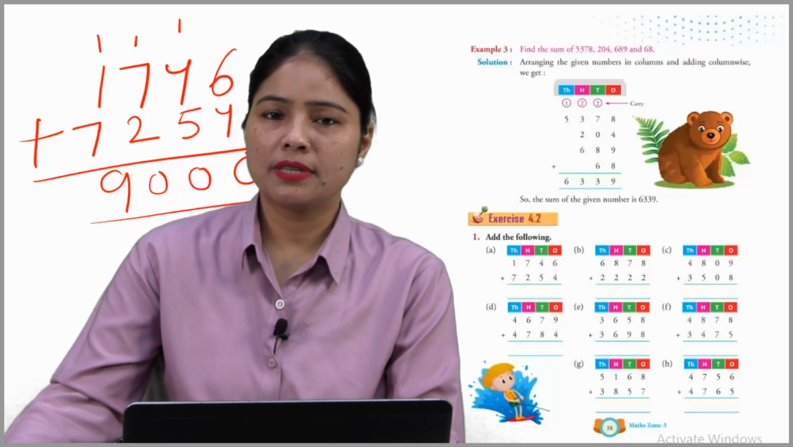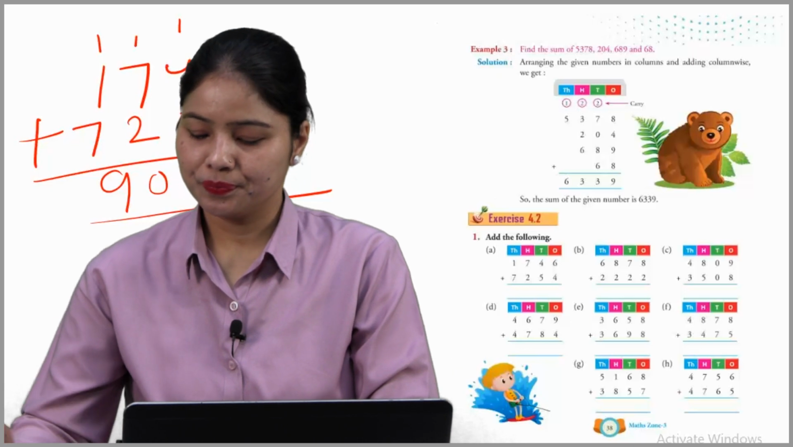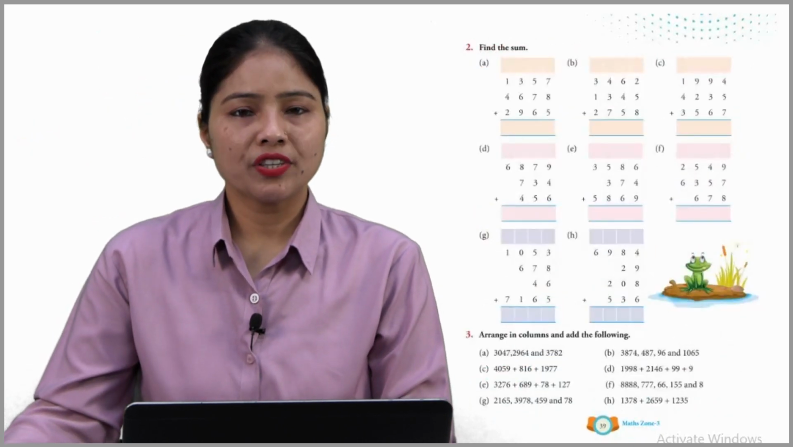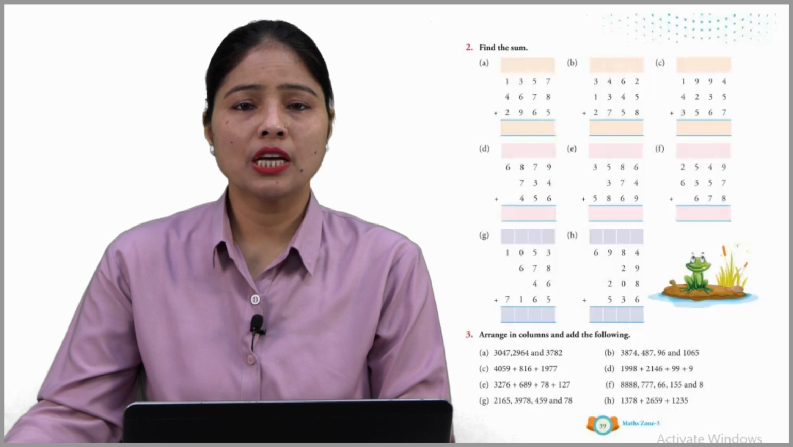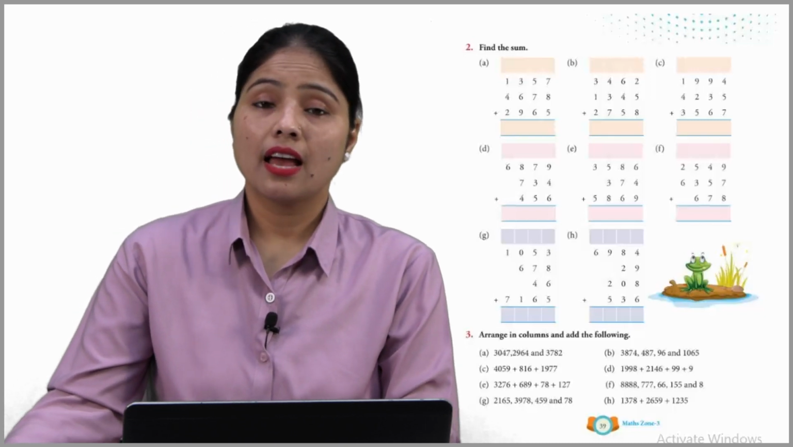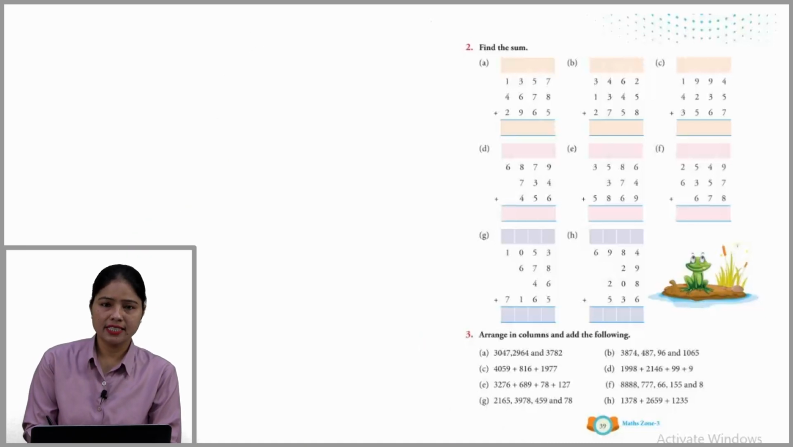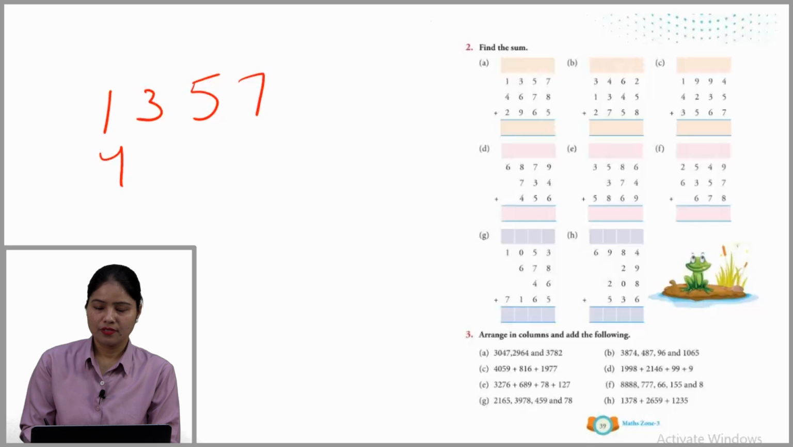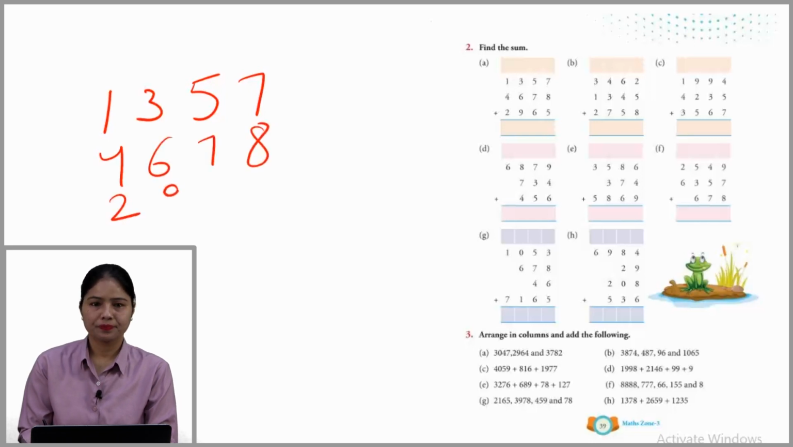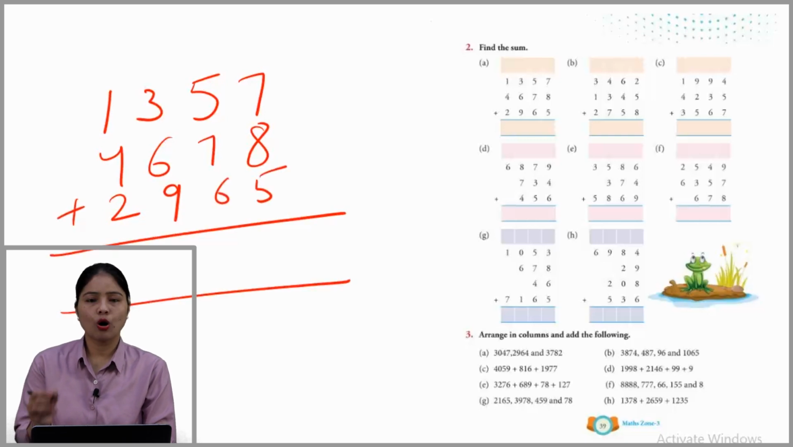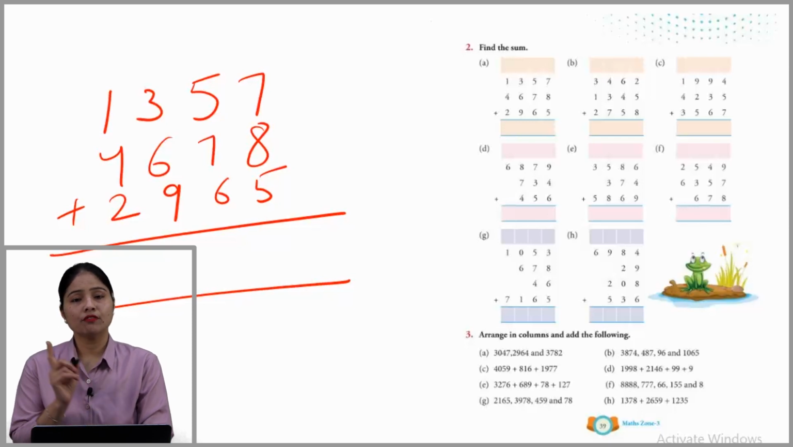So now question number 2, find the sum. 1357, 4678 and 2965. So start with that like this. Put the value, okay, like this. So we just write all the digits, column wise. And remember, always start with ones place.